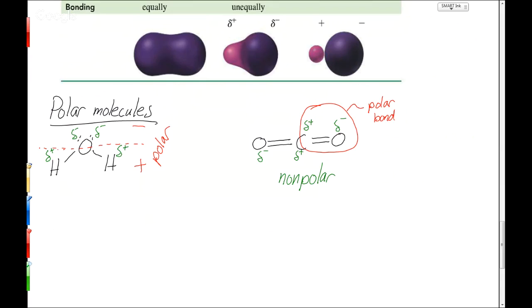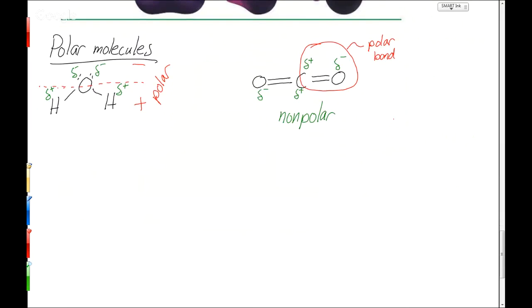There's another way to do this that sometimes is helpful, sometimes is not. I like just drawing a line through it because that seems easier to me. But in some cases, when the molecule is more complicated, you can't just do that. So what you do is you draw little arrows that represent the polar bonds, and you add them together like vectors. So in water, you'd say, okay, here's one bond going from positive up to negative that way. And the other one is going this way.